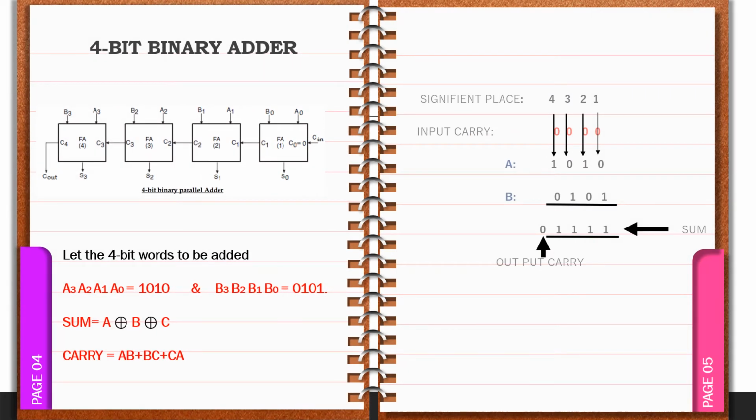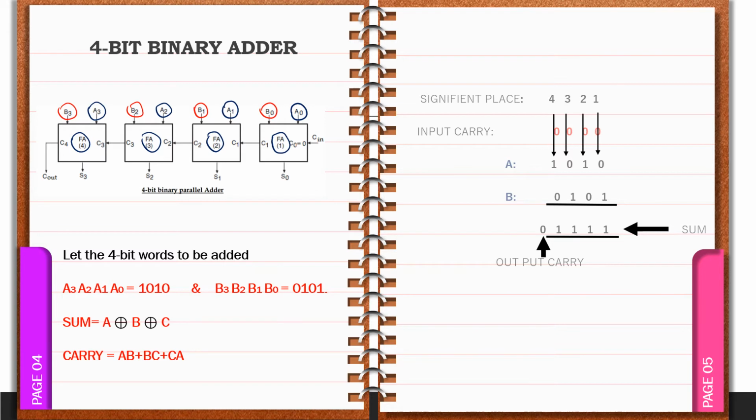Now I'm going to explain the 4-bit binary adder with the example for the block diagram. So here, as already we discussed, we are having the 4 full adders, that is full adder 1, 2, 3 and 4. And then we are having the inputs A0, A1, A2, and A3. This is one set of 4-bit numbers, and then B0, B1, B2, and B3.